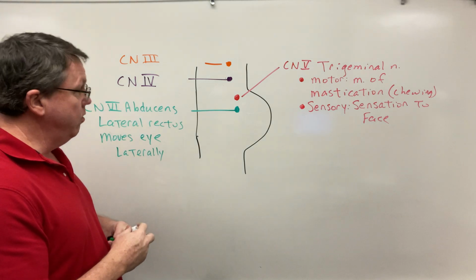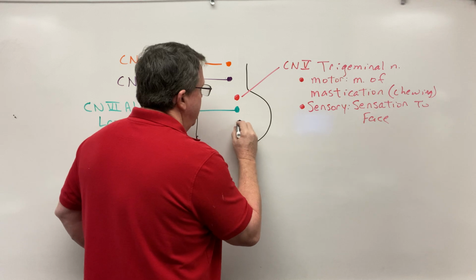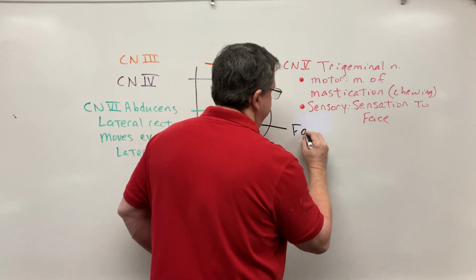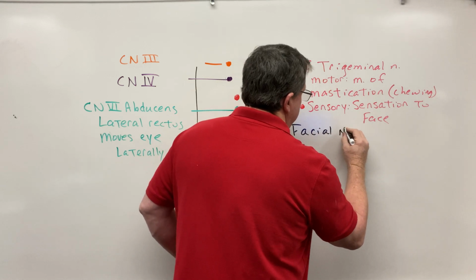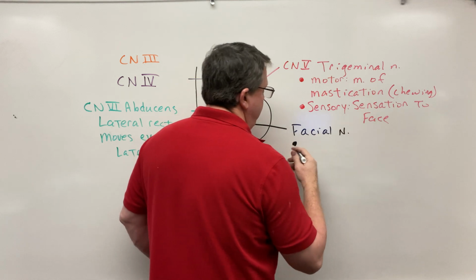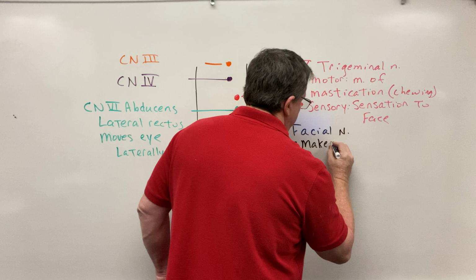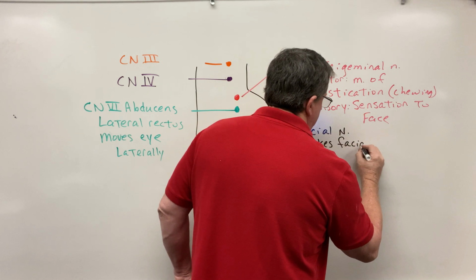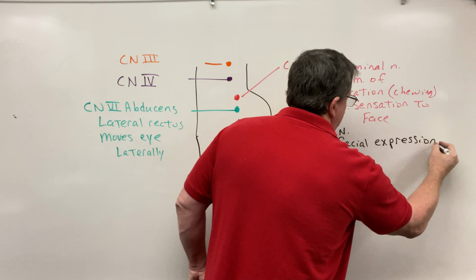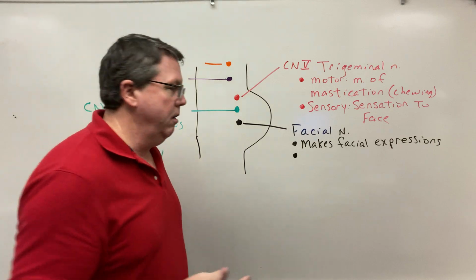Then we have cranial nerve 7. Cranial nerve 7 is known as our facial nerve. Okay, so the motor for cranial nerve 7 is it's going to help us make facial expressions. Okay, the other thing it does is it controls muscles in the middle ear.